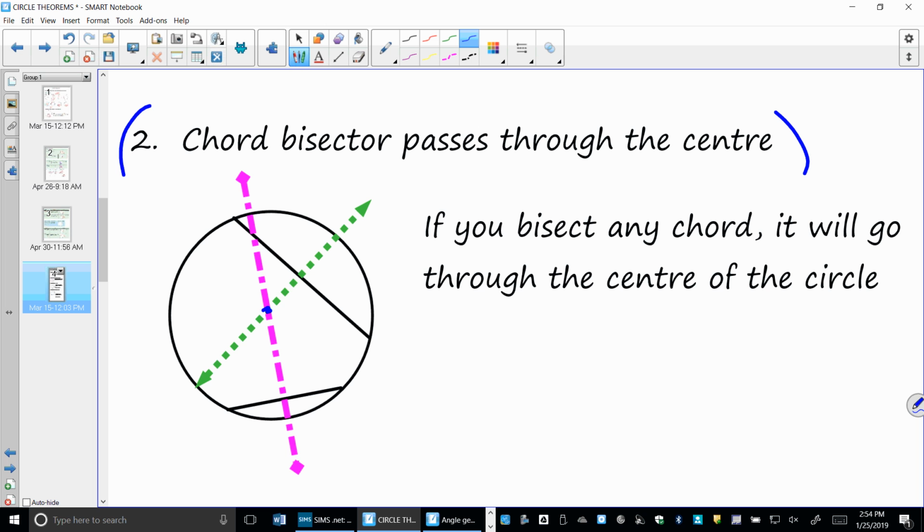That says that if you've got the radius, then that's going to be bisecting this. So if you bisect that, you will find the centre. It will go through the centre.